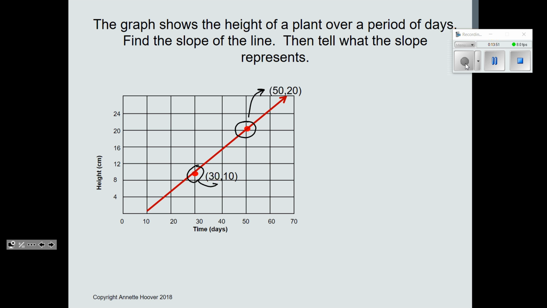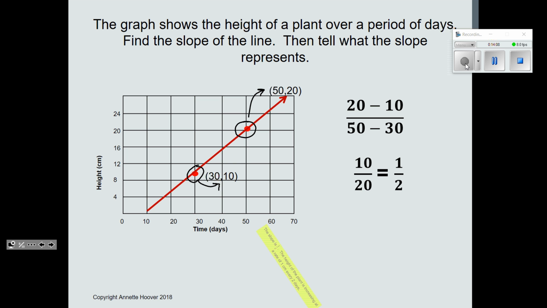It's 30-10. So we have 2, so we're going to subtract the y's on the top, which would be 20 minus 10. Because the 20 was first, we're going to subtract 50 minus 30 on the bottom. That would be 10 divided by 20, which is 1/2.